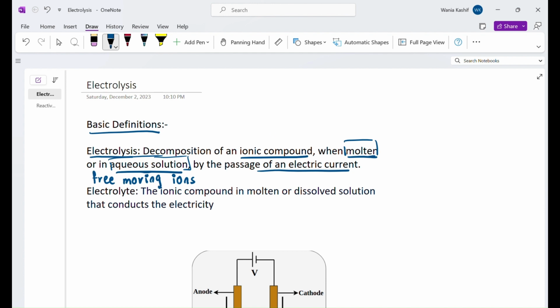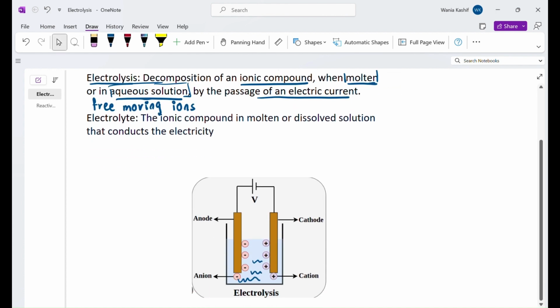Remember, our ionic compounds are a metal and a nonmetal. So NaCl as an example, sodium is metal, chlorine is nonmetal, and this is an ionic compound. The electrolyte is basically the ionic compound itself in either molten state or in a dissolved solution.